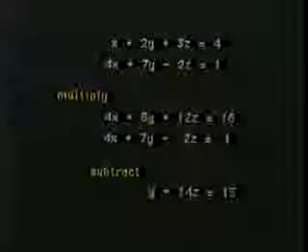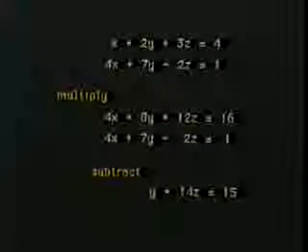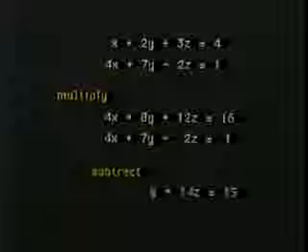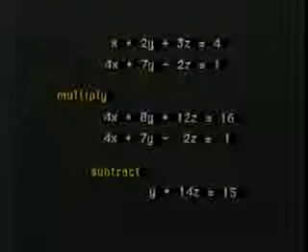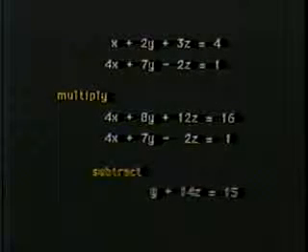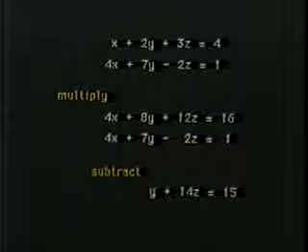Multiply and then subtract to get rid of the x terms. It looks like this. And our second equation in two variables is y plus 14z equals 15. And now we have exactly what we needed, which is precisely what we had when we started work on the previous problem. So let's keep going.